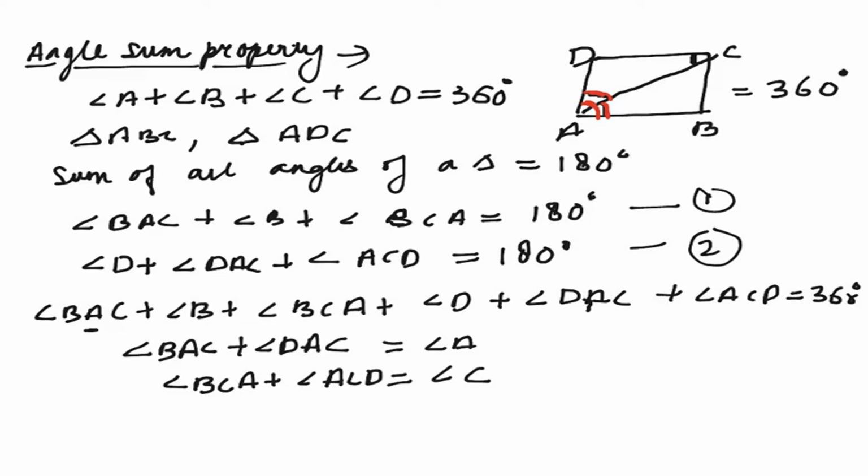Now if we put this value in the above equation, what we will get? Angle A plus angle B plus angle C plus angle D is equal to 360 degrees. So it means the sum of all interior angles of a quadrilateral is 360 degrees. Now let's see some questions based upon the angle sum property of the quadrilateral.